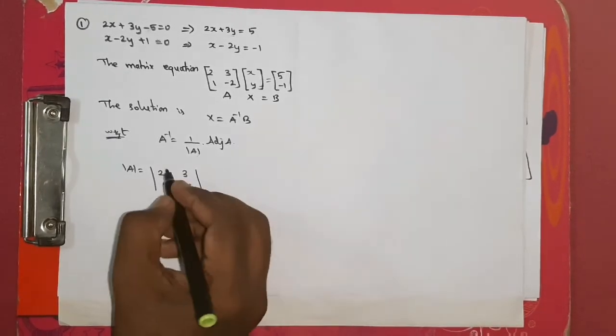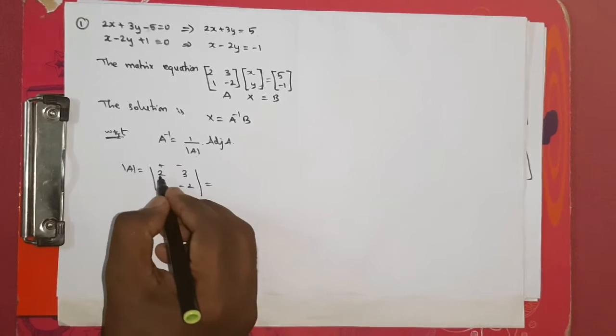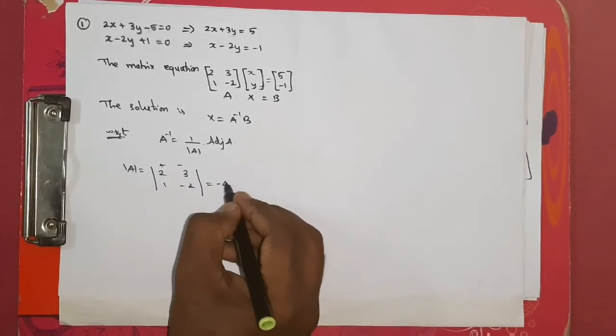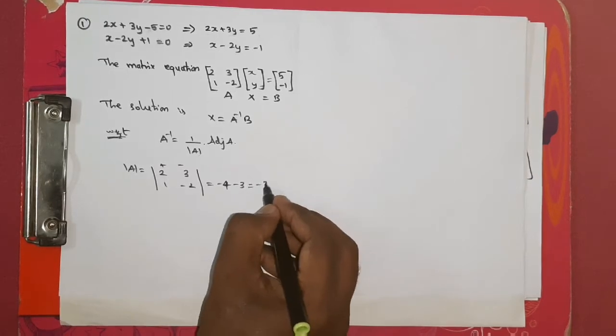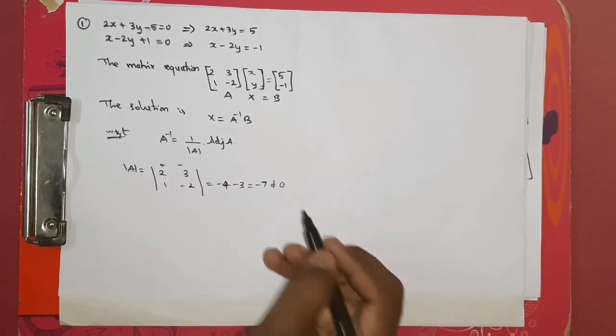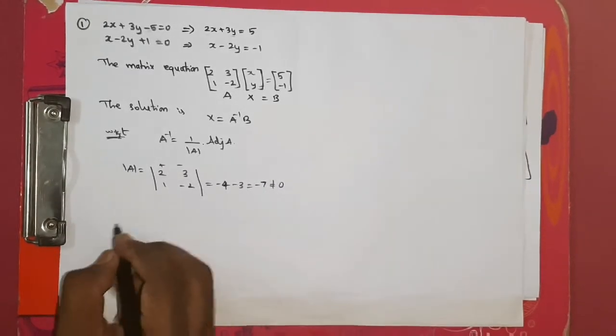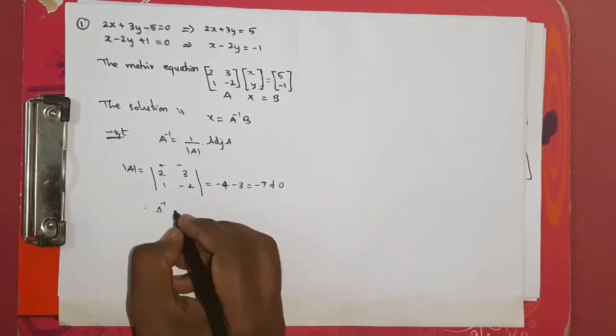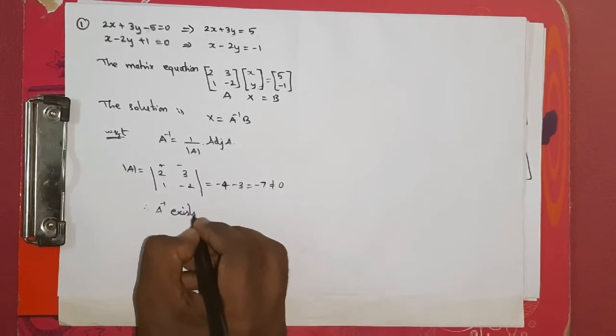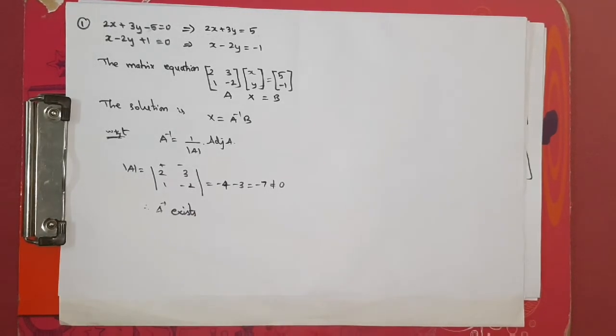Now let's solve this. Put plus minus over it and solve. 2 into minus 2, minus 4. Then minus 3 into 1, minus 3. So the answer is minus 7, which is a non-zero number, so not equal to 0. If it is not equal to 0, you can immediately say A inverse exists. That is, you can find A inverse.